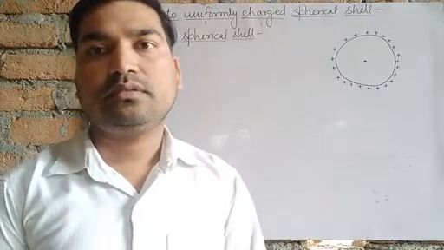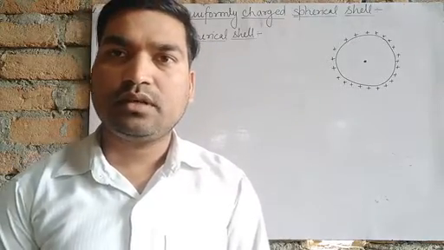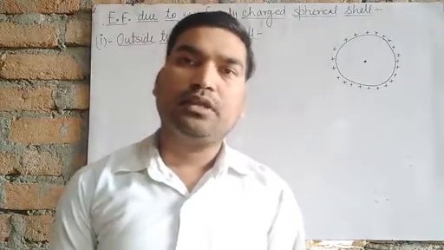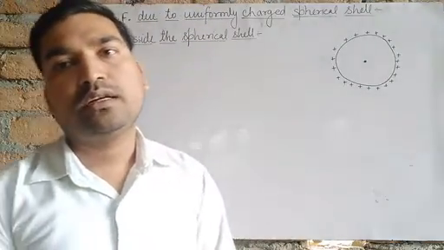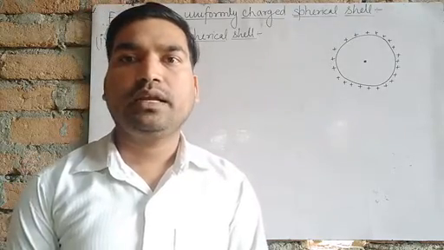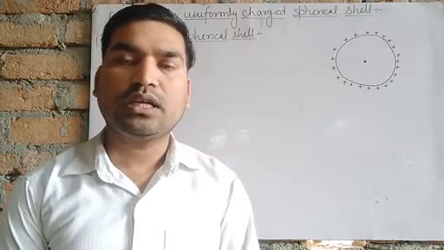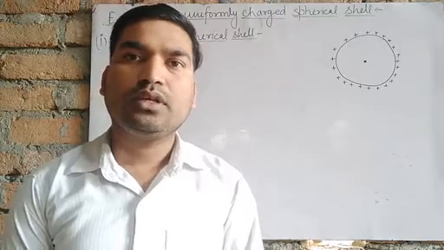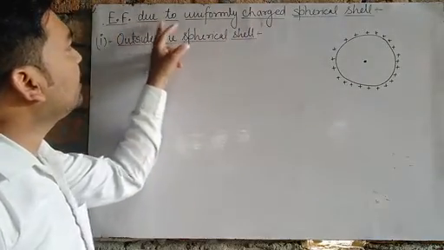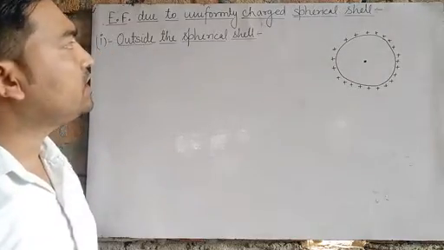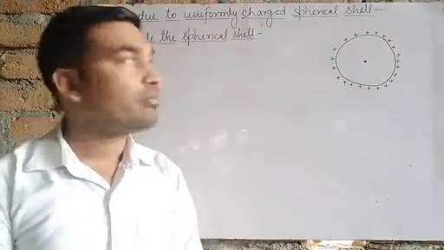In the last class, we discussed the second application of Gauss theorem, which is the electric field due to an infinitely and uniformly charged plane sheet. Now we shall discuss the electric field due to a uniformly charged spherical shell.